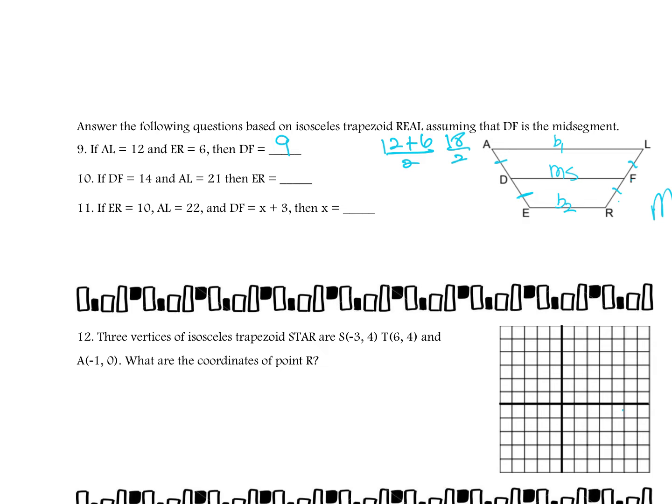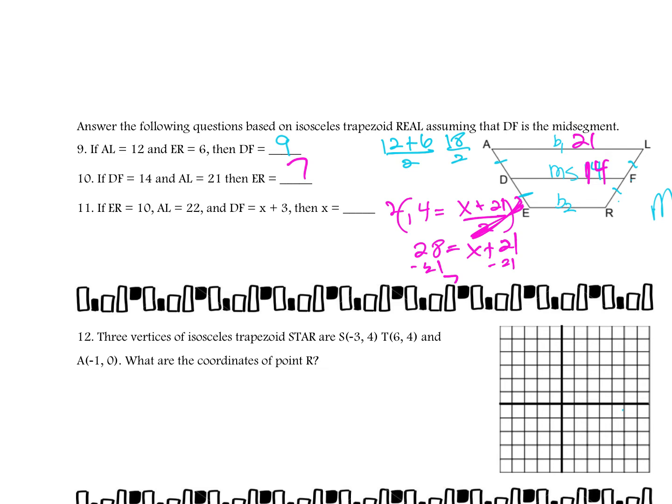D to E, or D to F, is 14. So I'm still using it. I have 14 right here. Let's do a different color. Whoops. Let's go 14 right here. And then I have A to L is 21. So then I have 14 equals X plus 21, divided by 2. So you can multiply both sides by 2. That cancels out on this side. And that gives you 28 equals X plus 21. So I'm going to subtract 21 on both sides. Gives you 7. So 7 is my E to R.